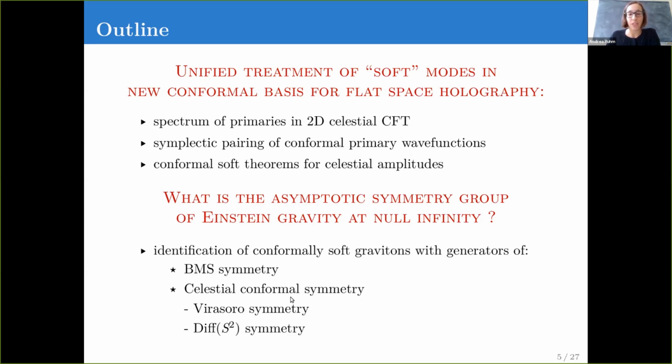Now, the latter comes in the form of two distinct proposals, one being the Virasoro symmetry group generated by local conformal Killing vectors, and the other being a more general diffeomorphism symmetry on the celestial sphere. Now, there are important differences between these two proposals, and there are subtleties, and I will discuss them in the context of this conformal basis, which will shed new light on these subtleties.